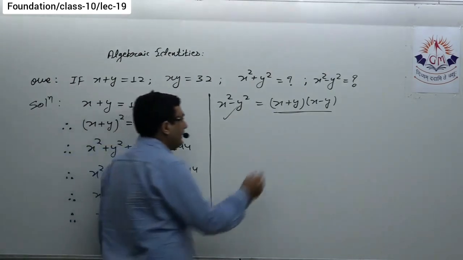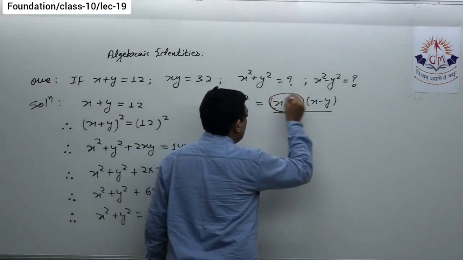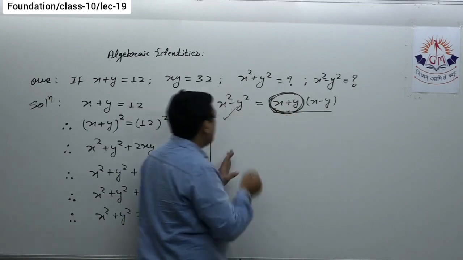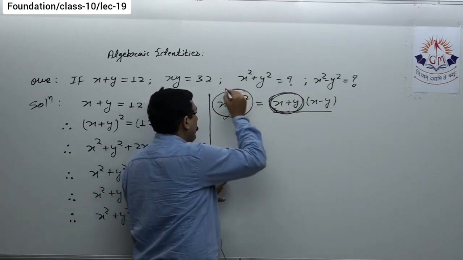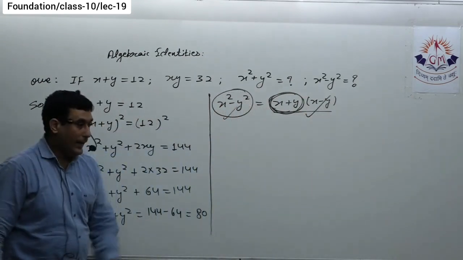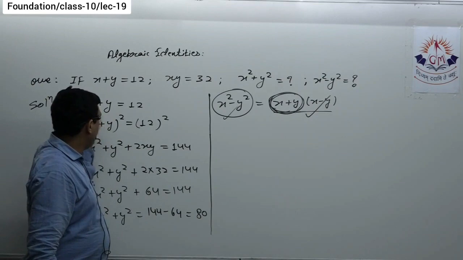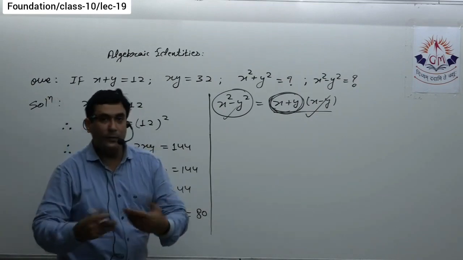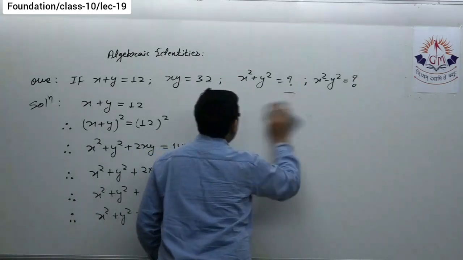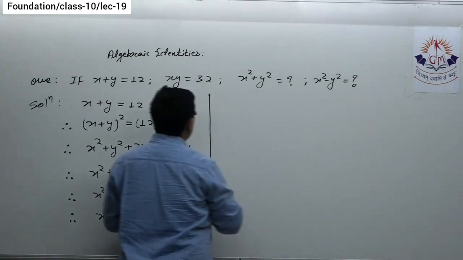Now among these two, this is given directly. x plus y is given 12. It means to get the value of x square minus y square, I need to find x minus y. And x minus y I can find by squaring and then by taking a square root. Okay, so first I will find the value of x minus y.